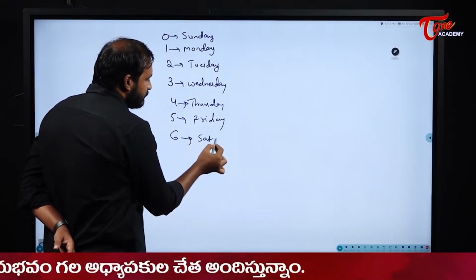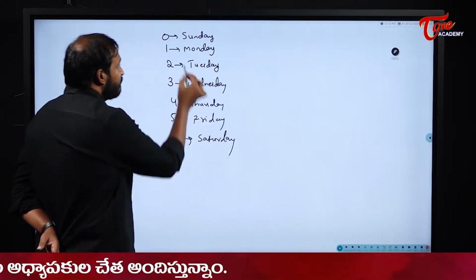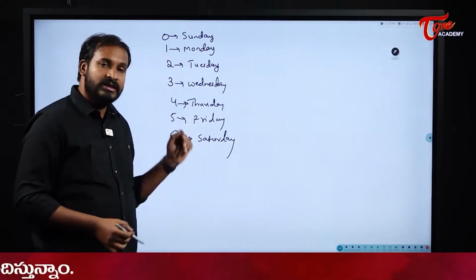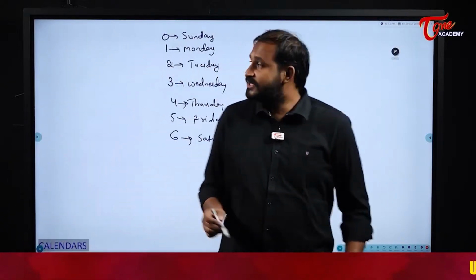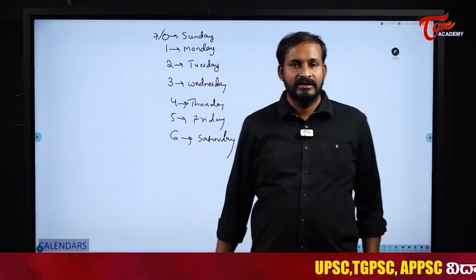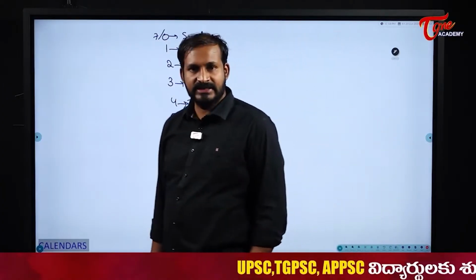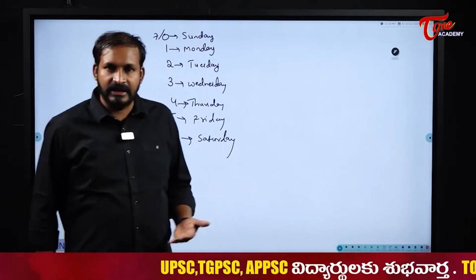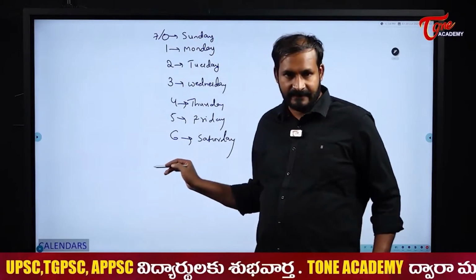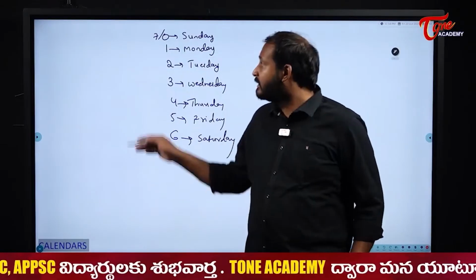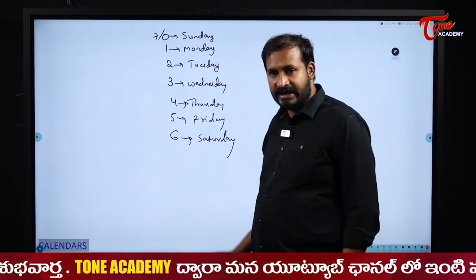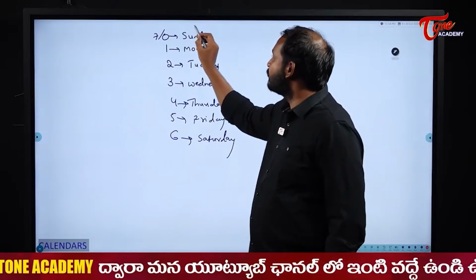6 will be assigned to Saturday. Sir, why are you assigning 0 as Sunday, and not 1 Monday, Tuesday? See here, 0 or 7 are both the same, right? When you divide a number by 7, if you get remainder 7, it means the remainder is 0. Because of that, actually I should write 7 as Sunday, but anyway it is 0, so I will take that as Sunday. So these are the day codes for us.